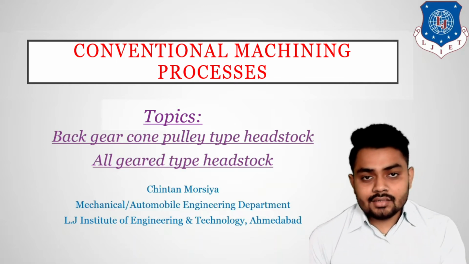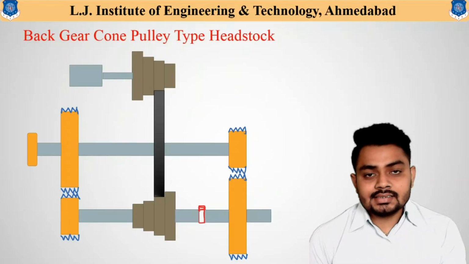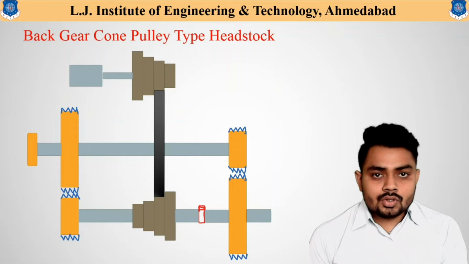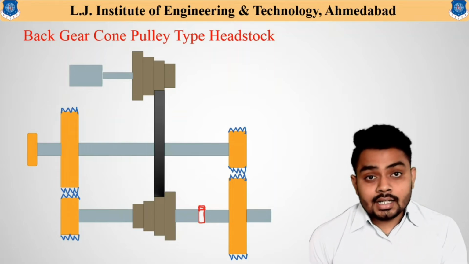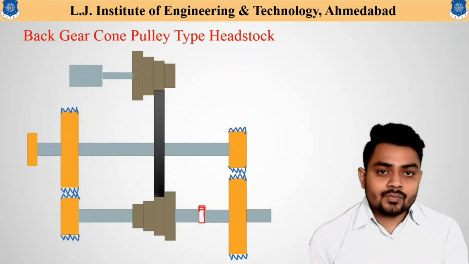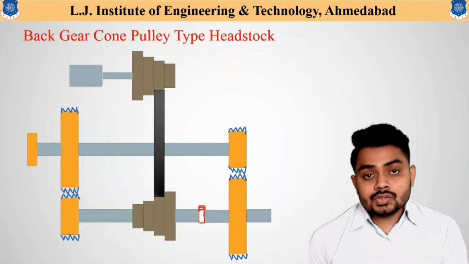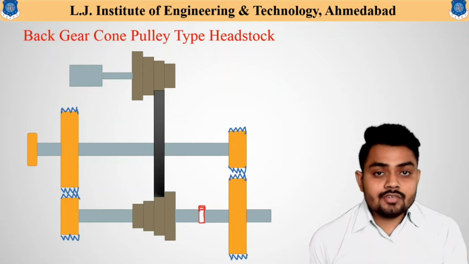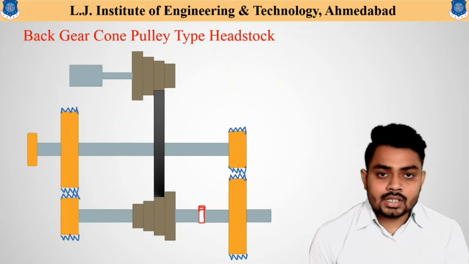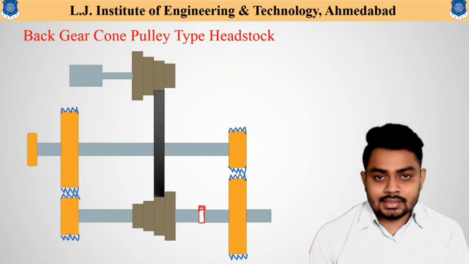So let us start with the first arrangement, that is the back gear cone pulley type headstock. Here we will understand how the power is transmitted from the motor to the spindle and the workpiece. Similarly, we will also understand how different speed variations can be obtained by using this particular arrangement. First of all, let us understand the major parts available in this arrangement.